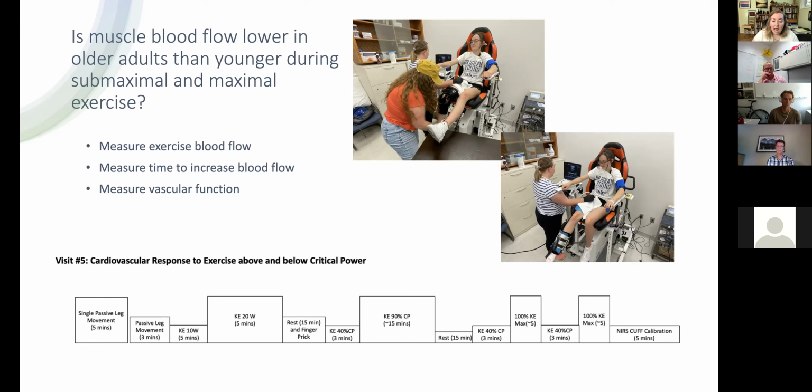At the very end of all of the testing, we will put a blood pressure cuff on the upper thigh, and we will calibrate the NIRS so that it is calibrated to each individual. During all of the testing, except for our single PLM, the subject will have a NIRS placed on their vastus lateralis so that we can look at the hemoglobin and oxygen saturation.